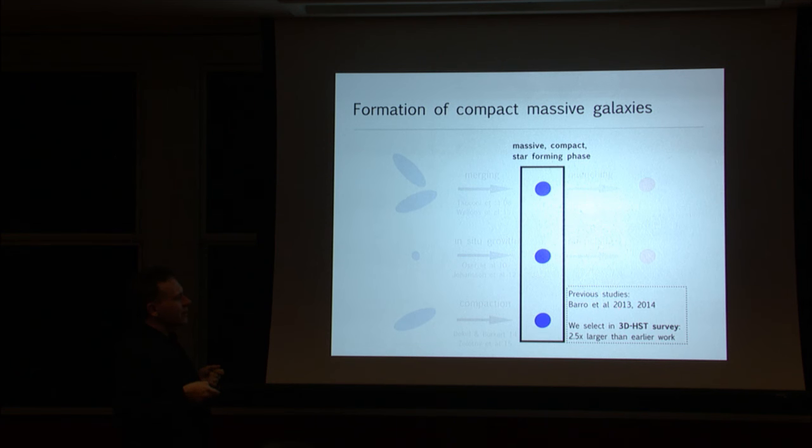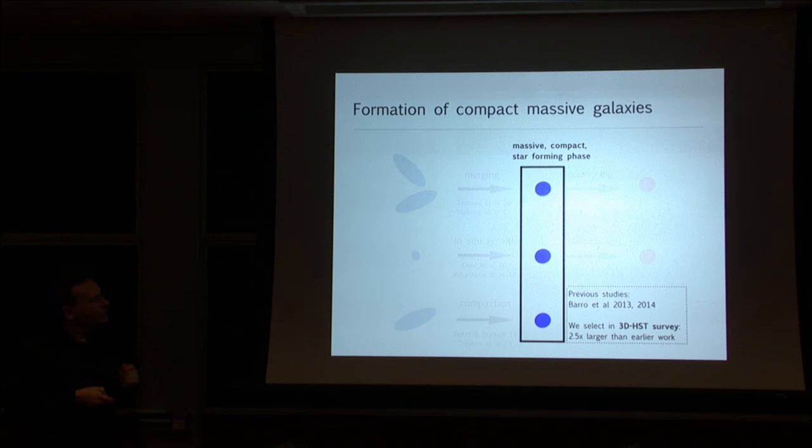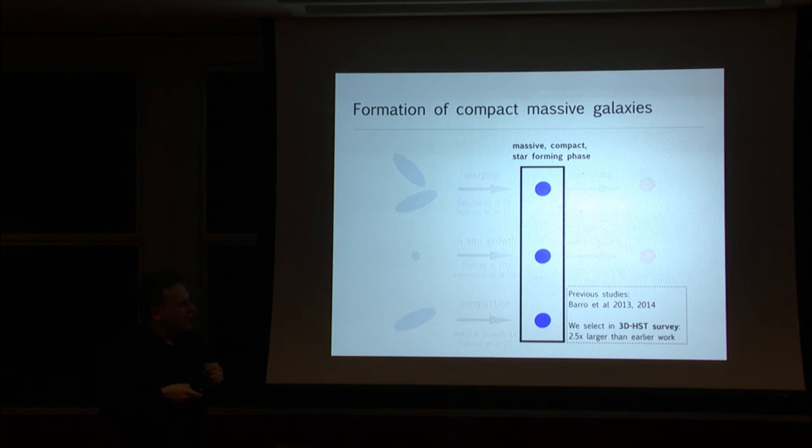This has been done. Guillermo Barro, actually, there's a bunch of studies, but I think his are the most impactful. Using the CANDELS data set, a student or postdoc of Sandy Faber, and they published a few papers identifying compact star-forming galaxies at redshift 2. It was kind of the first. We've done a similar thing using this 3D-HST survey, which is a bigger survey, and we have redshifts and things. But in essence, if you read on this topic, I would recommend those papers as well.